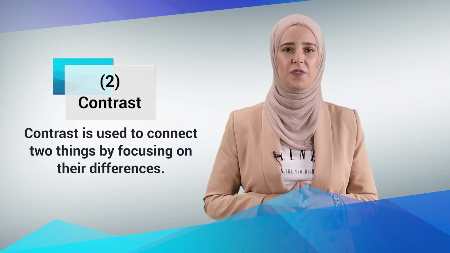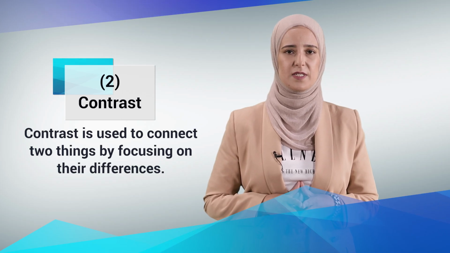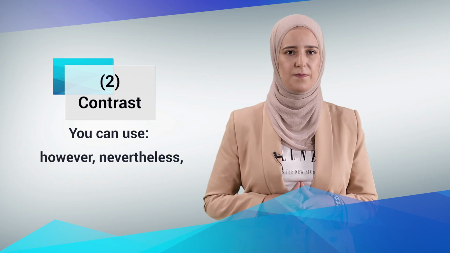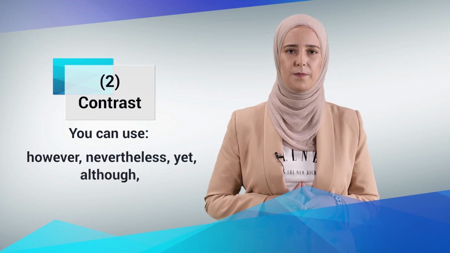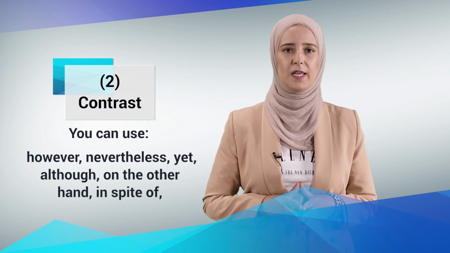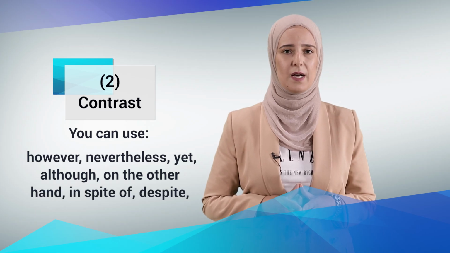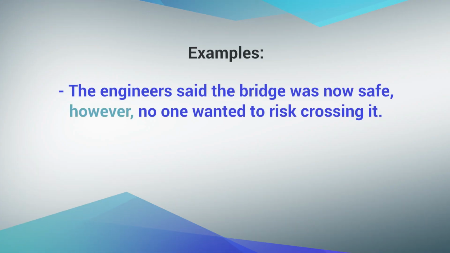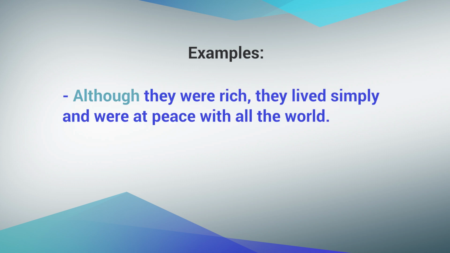Another type is contrast, which is used to connect two things by focusing on their differences. You can use however, nevertheless, yet, although, on the other hand, in spite of, despite, etc. For example, the engineers said the bridge was now safe. However, no one wanted to risk crossing it. Although they were rich, they lived simply and were at peace with all the world.